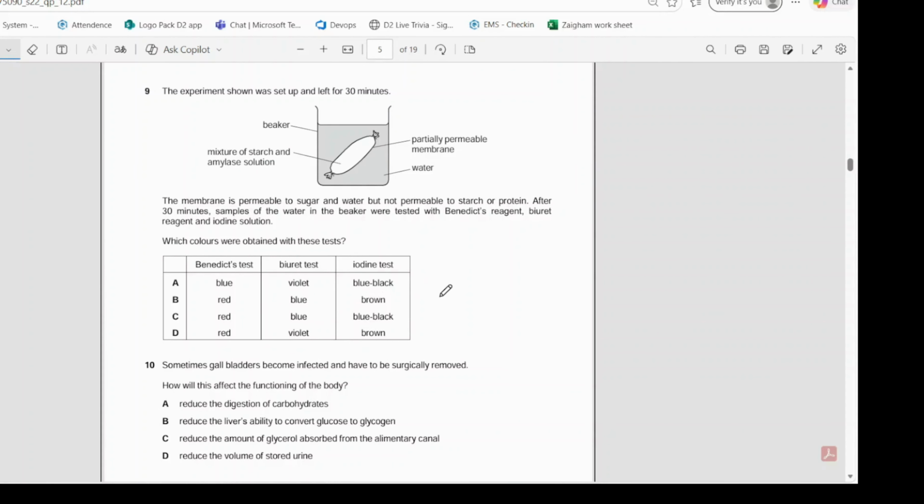Okay. Next question is about a Visking tubing experiment. A partially permeable membrane is given, and inside it we have starch and we have amylase. So definitely amylase is going to break starch into smaller pieces that move out over here. Let's say glucose moves out of it because it's a partially permeable membrane, and they have written that it is not permeable to starch or protein, but it is permeable to sugar. So simple sugar would move out. So they carry out three tests. Which test would be positive or which test would be negative?